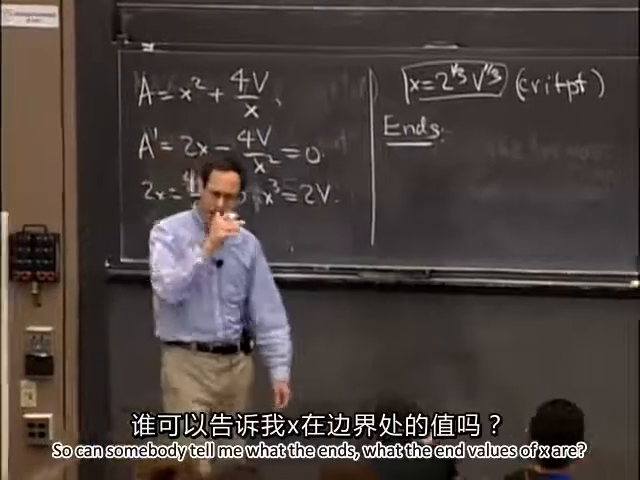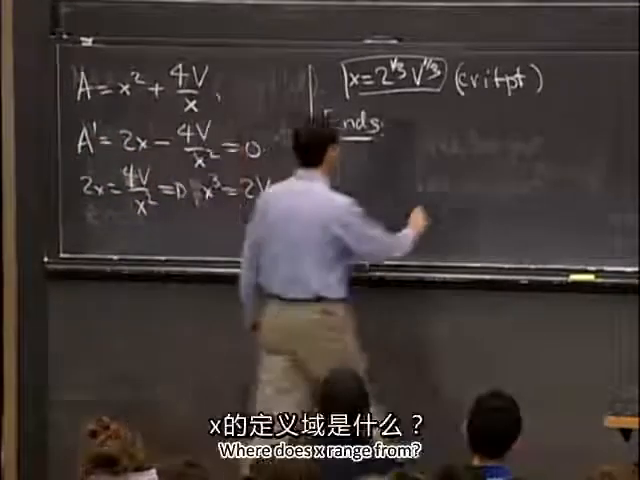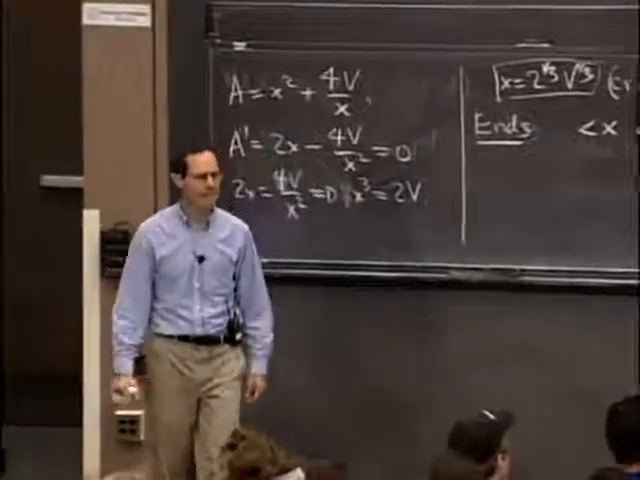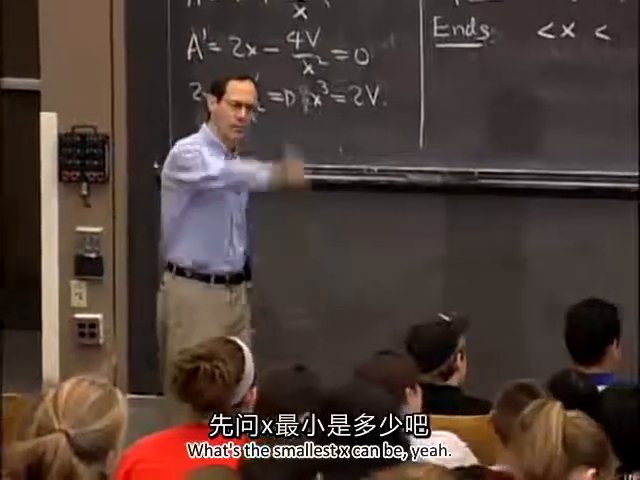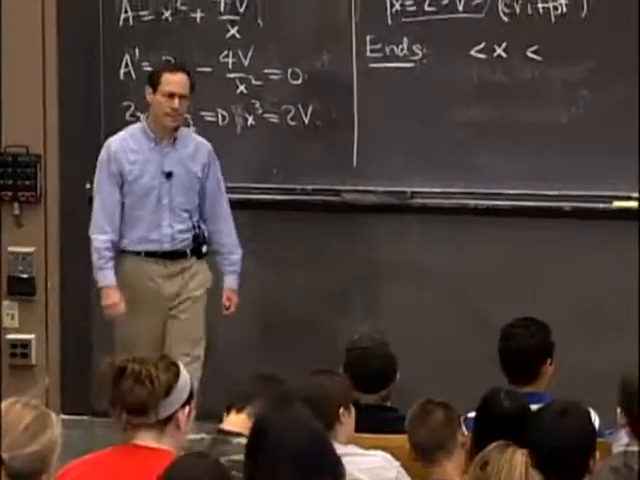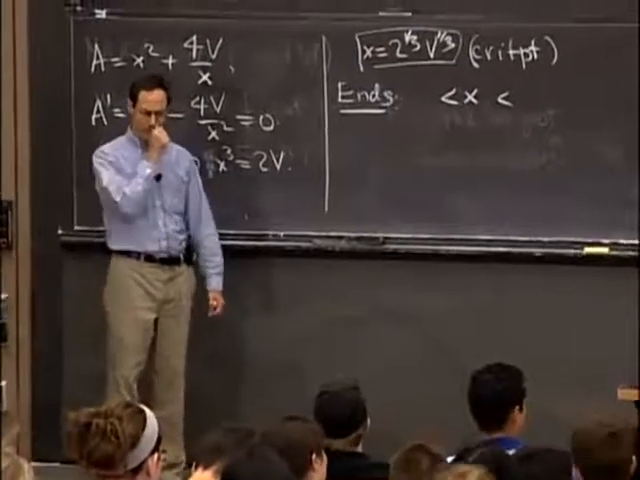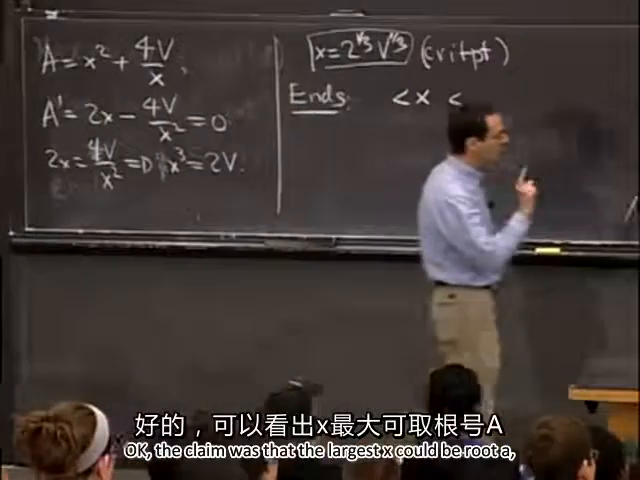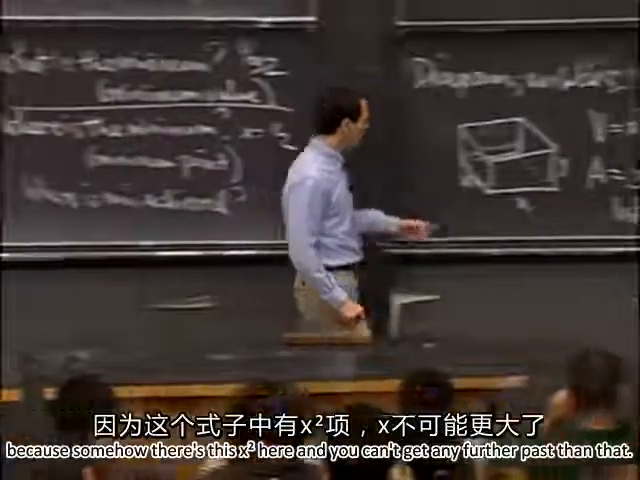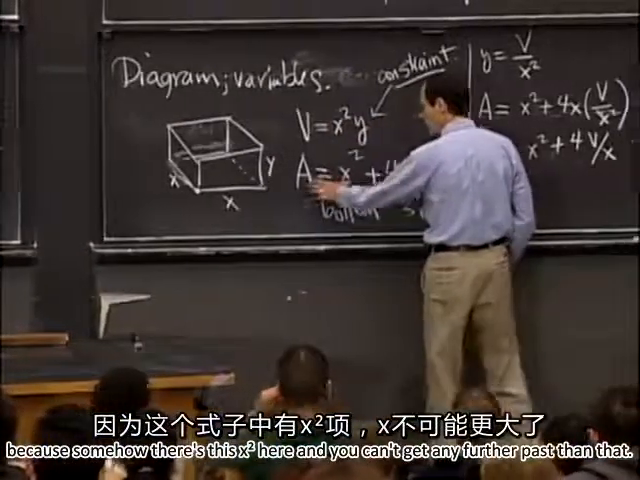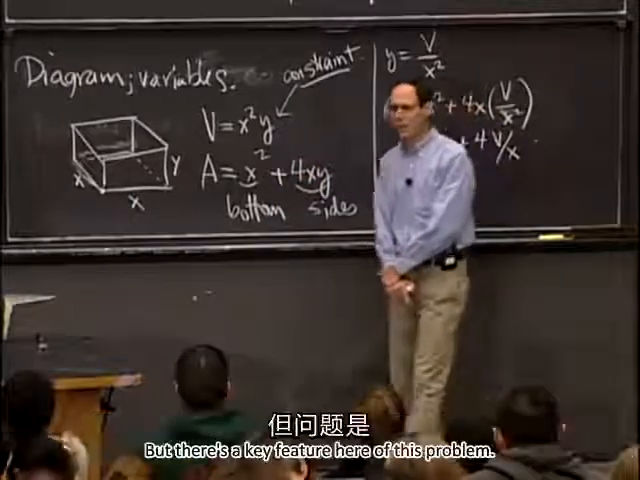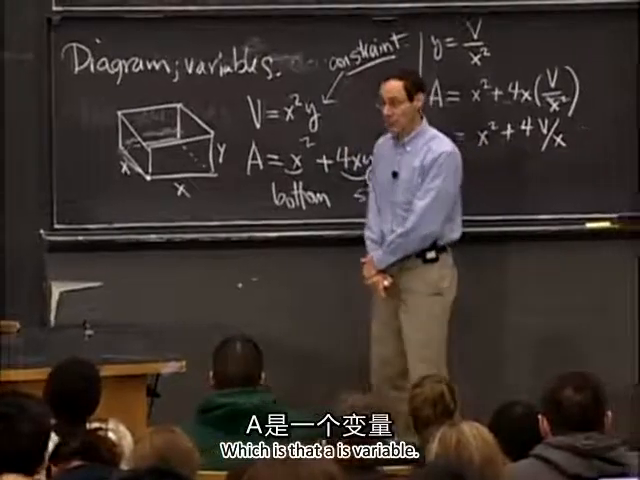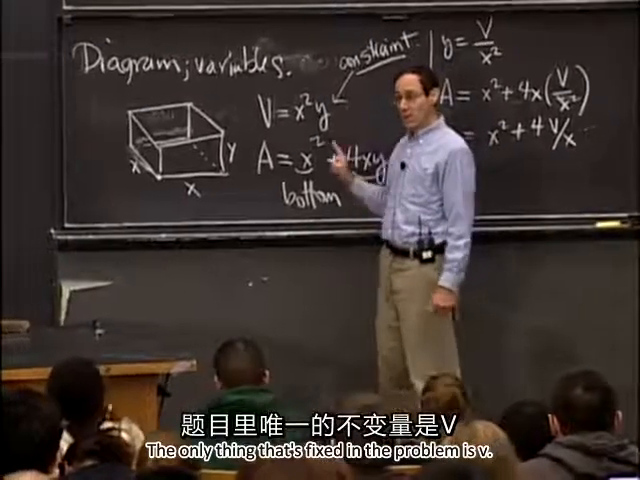Can somebody tell me what the end values of x are? Where does x range from? What's the smallest x can be? For the largest x, I guess would be root a. Okay, the claim was that the largest x could be root a because somehow there's this x squared here and you can't get any further past than that. But there's a key feature here of this problem, which is that a is variable. The only thing that's fixed in the problem is v.